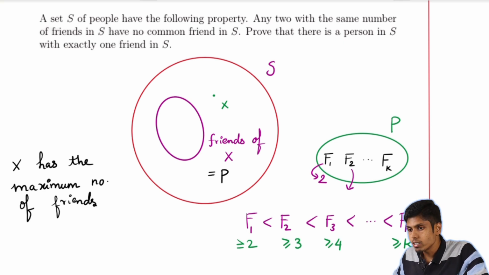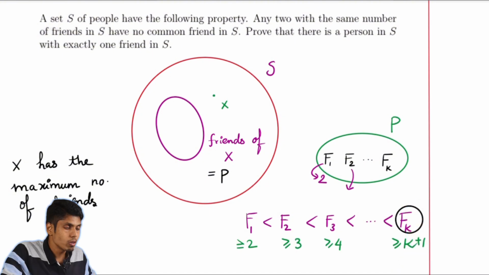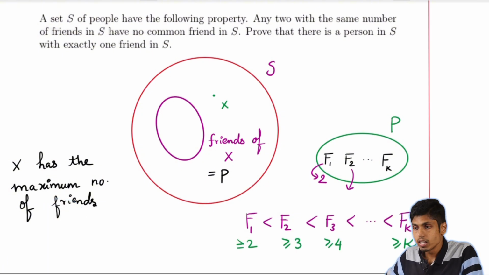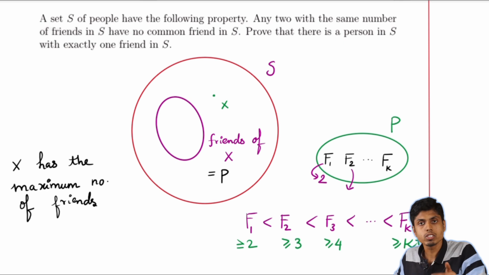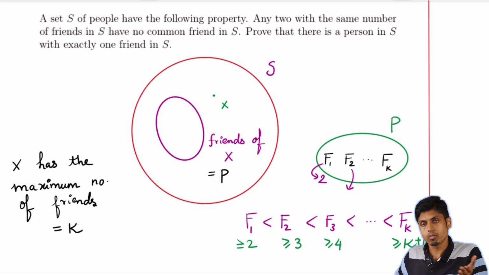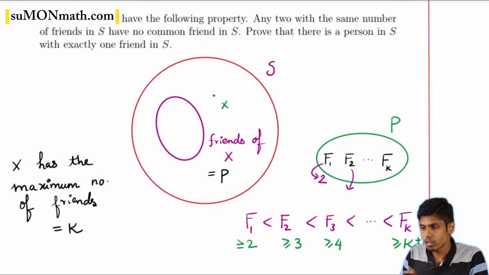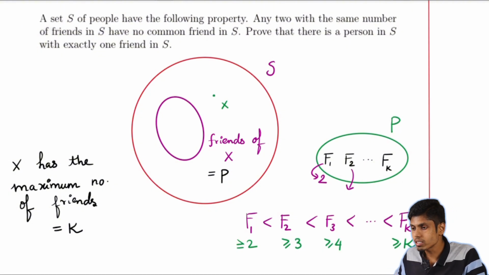But you could see that the person Fk has k plus 1 friends, which is greater than the number of friends of X, which is k. Because we assume that k is the number of people in the set P, which is the friend list of X. So k is the number of friends of X, but Fk having at least k plus 1 friends is a contradictory circumstance. Therefore, the assumption that F1 is greater than or equal to 2 is not possible at all.